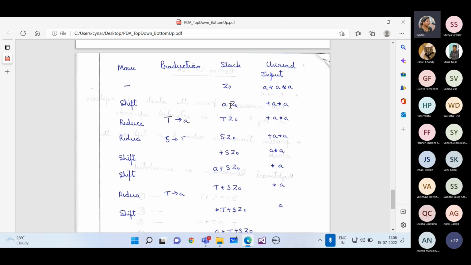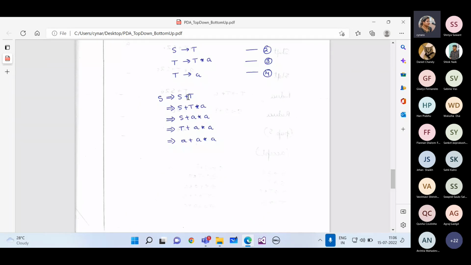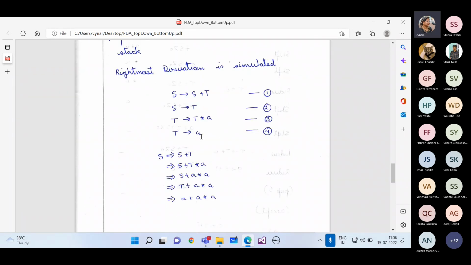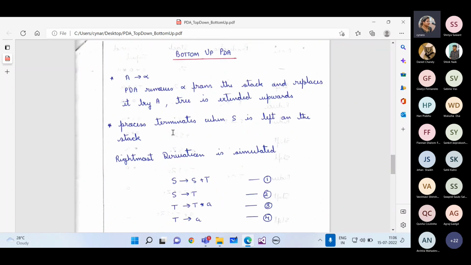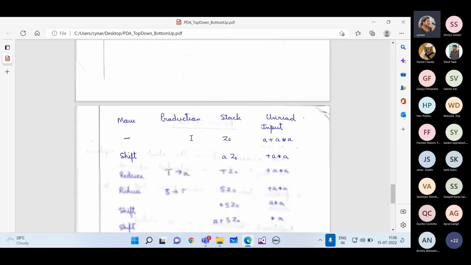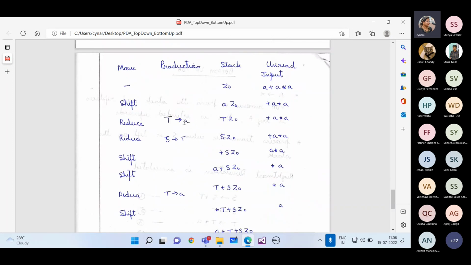So A, Z0 are the contents of the stack. I have to approach S. So I have to replace this small a, that's a terminal, by T. How can we do that? You see this production number 4. In place of alpha, you're writing capital A, that is what is there on the left-hand side. So instead of a, I will be writing T. Here you can write what productions you're making use of; this is a column for that. So in place of a, I have written T.